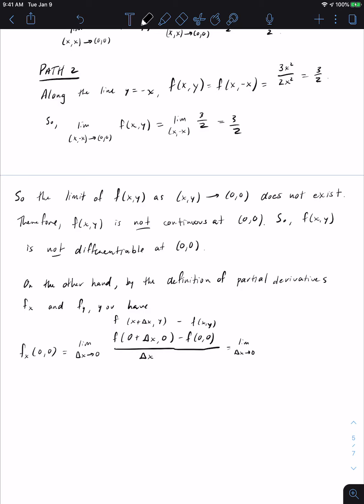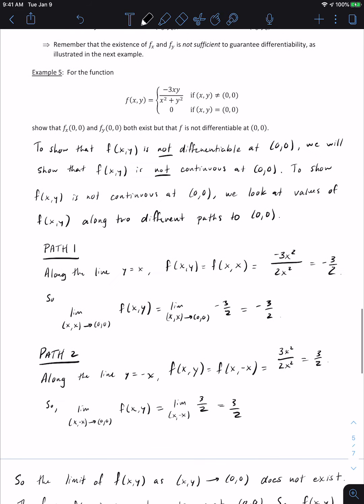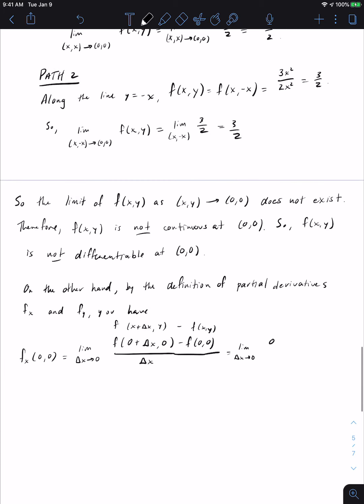This looks like if I plugged delta x and 0 into there, I'd get 0. If I plugged in 0, 0, f of 0, 0 at the point 0, 0, it's equal to 0. So I get 0 minus 0 over delta x, well, that's just 0 over delta x. So no matter what the limit is, this is just 0, right?